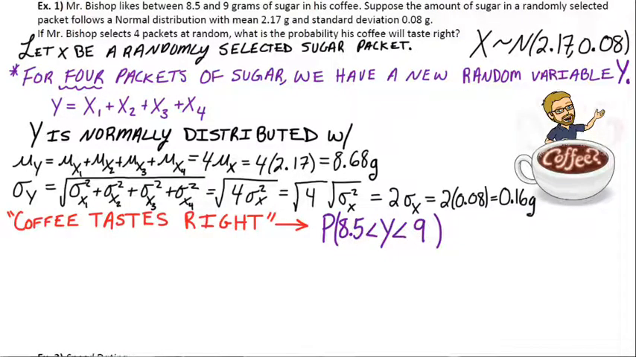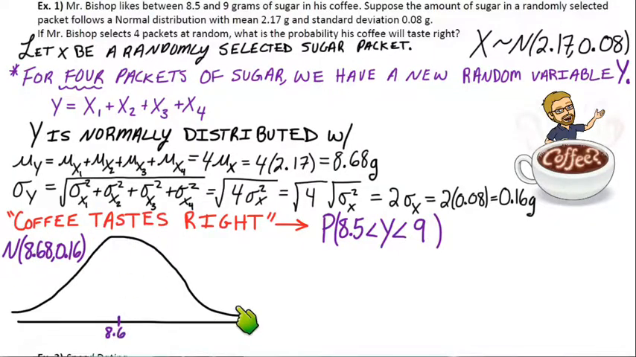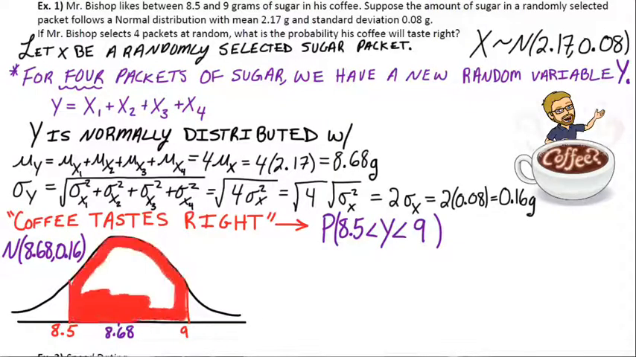Okay, so if this is a normal probability question, we can start by sketching a normal curve, and this is going to be our y distribution. The mean's 8.68, we'll label it. The standard deviation is 0.16. And then let's mark off about where we think 8.5 and 9 would be. And let's shade everything in between there. And so our answer really is, what's this area?